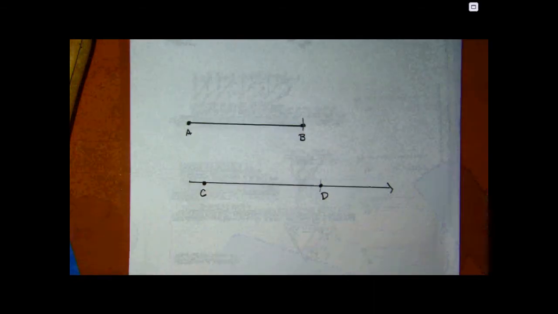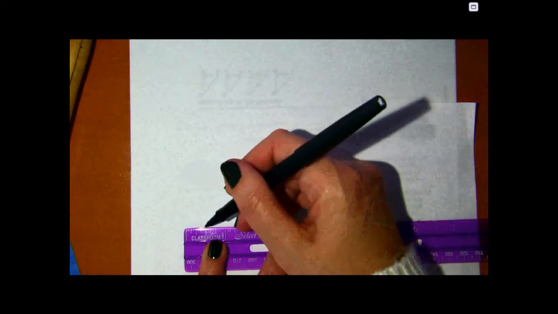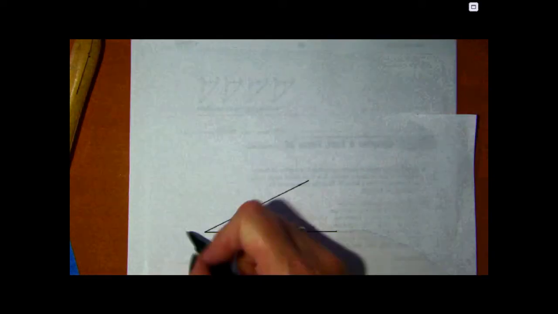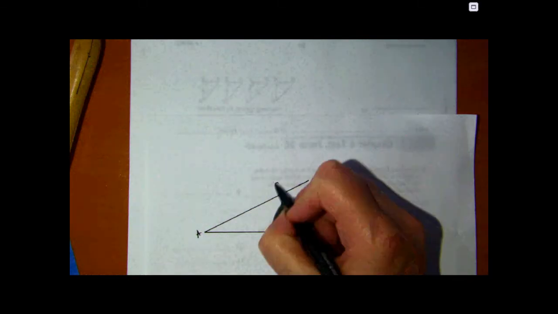Okay, so with the angles, I'm just going to draw some random angle, and I'm not measuring it, so I don't even know what I'm drawing. Okay, so this is angle ABC. And I want to make another angle that's the exact same size as this angle.